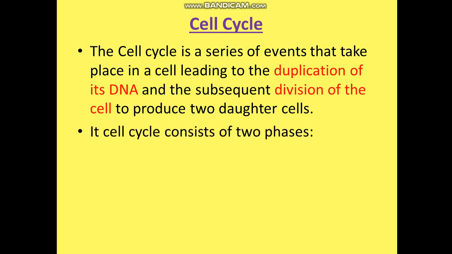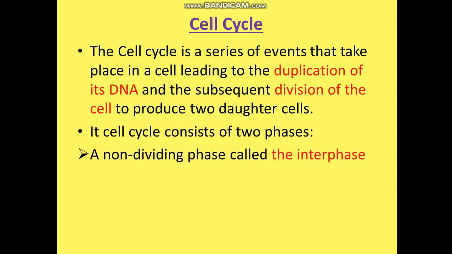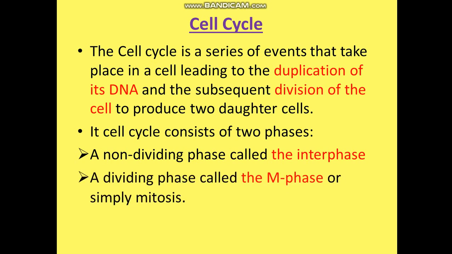The cell cycle consists of two phases: a non-dividing phase, which is called the interphase. Inter means intermediate. You can correlate it with intermediate, like between two division phases, an interphase. Then the second is a dividing phase called M phase or simply mitosis.